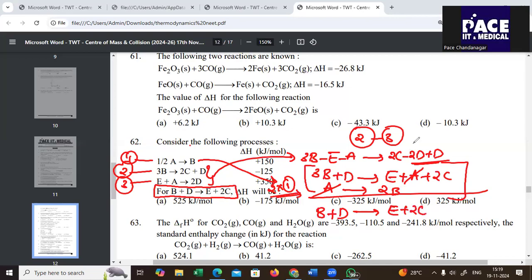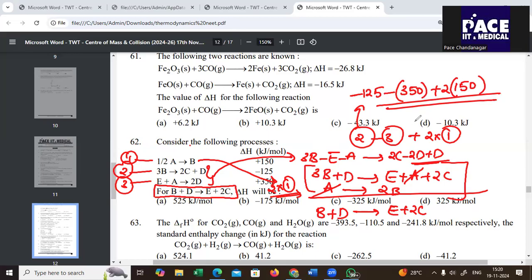So what is it that we have done? Plus 2 times the first equation also we have done. Second equation, so I would just copy down these values now. Second equation is minus 125, minus third equation value is 350, plus 2 times the first equation, which is 150. When I solve this, you are going to get it as somewhere around minus 175, option B there. So from the given equations, try to bring up your required equation, and that's it, you're there.